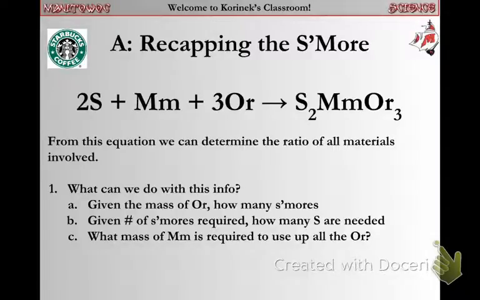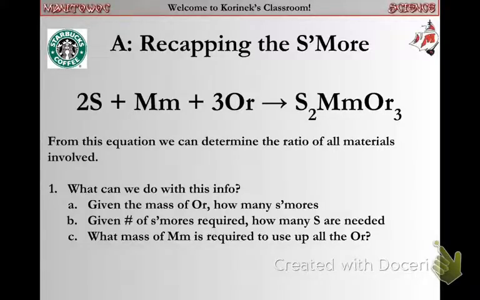So for instance, if you've got one marshmallow, you can say, well, how many graham crackers am I going to need? Well, I'll need 2 because it's a 1-to-2 ratio. If you had 55 marshmallows, you could say, well, how many graham crackers will I need? Well, you need 110 graham crackers because you have to multiply by that 2 because of the ratio.